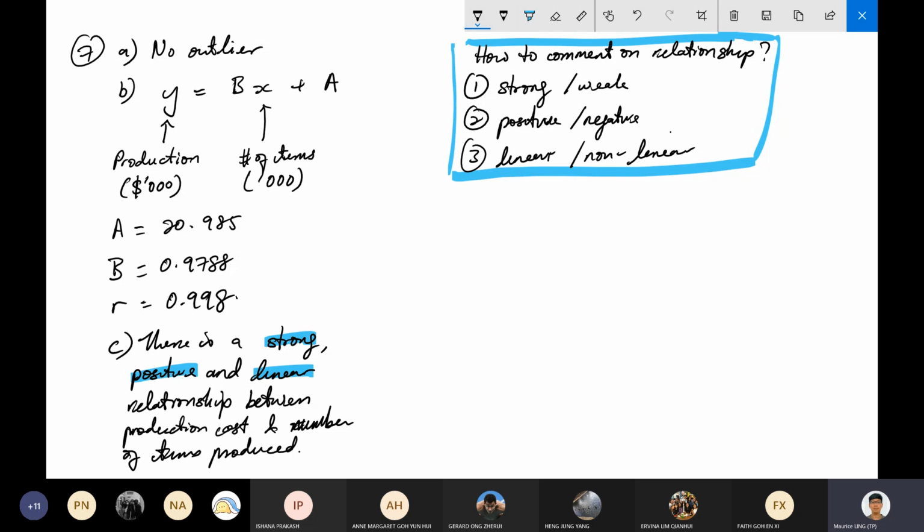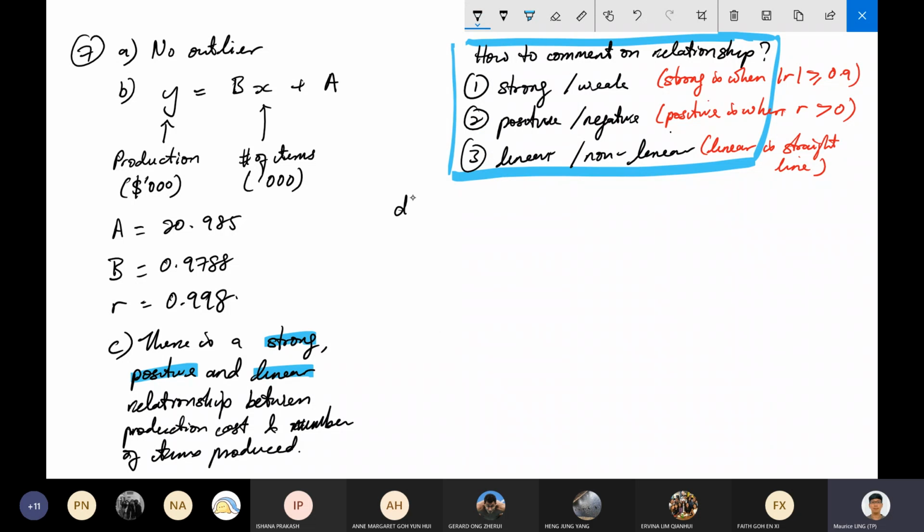Okay, what do I mean? Strong is when the absolute R is more than or equal to 0.9. Okay, positive is when R is more than 0. Linear is basically a straight line.